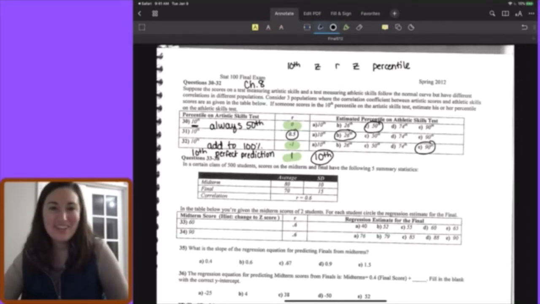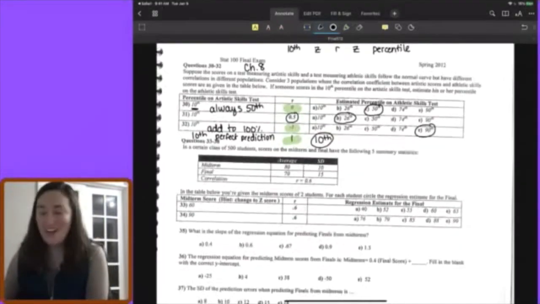Any questions on that? All right, moving right along.